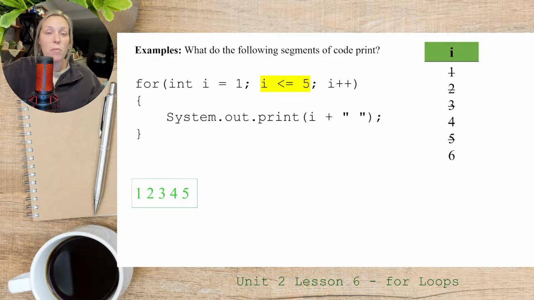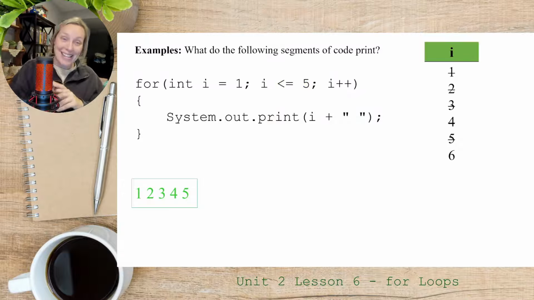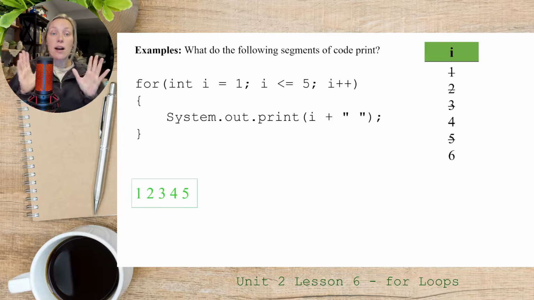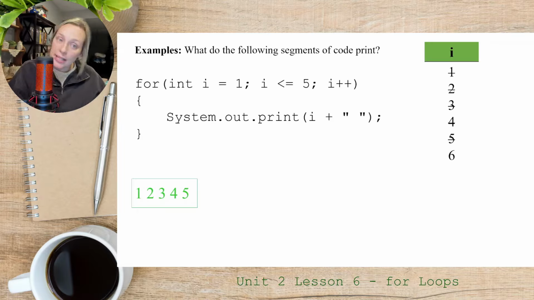At this moment, now that I has become 6, 6 is not less than or equal to 5. That is a false statement. So the loop has ended. 6 never gets printed. The loop is never entered because that is a false condition, and the code is completed now. So what gets printed to the screen here? 1, 2, 3, 4, 5.